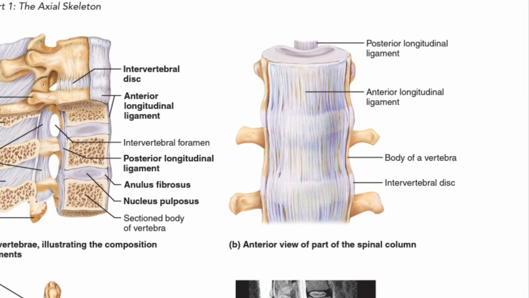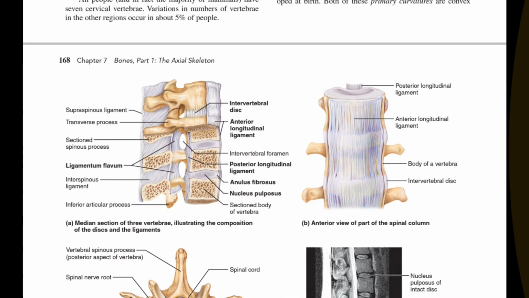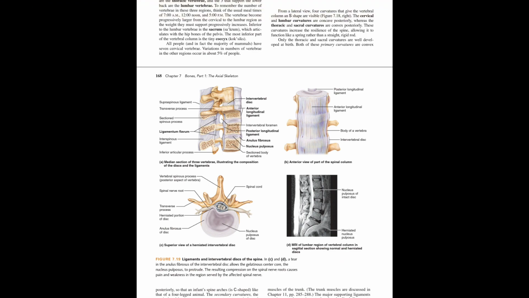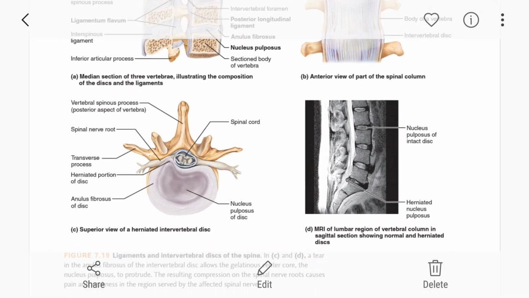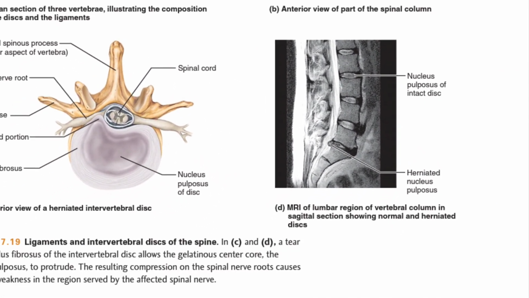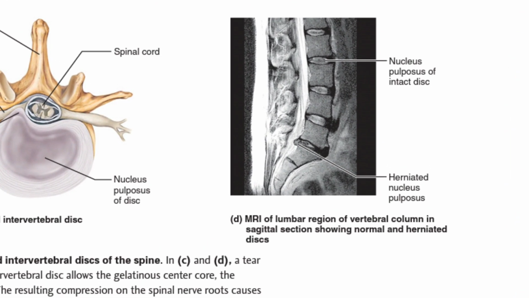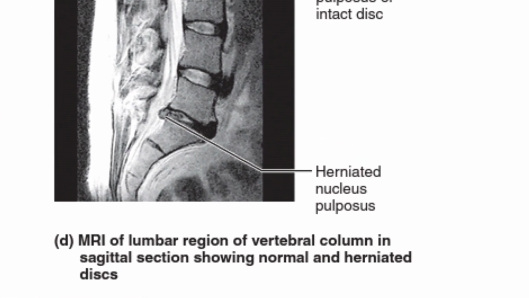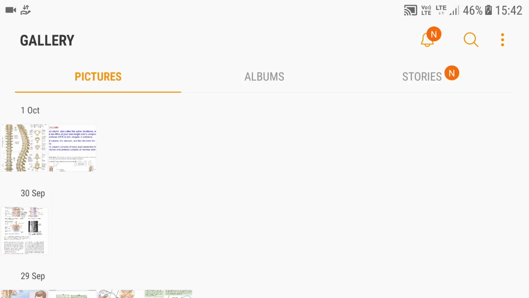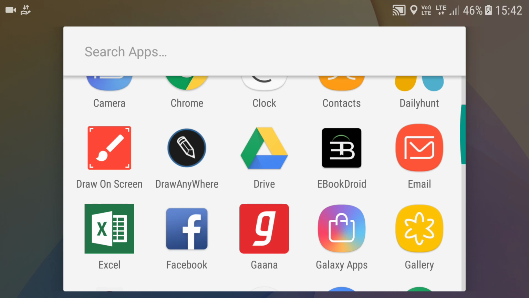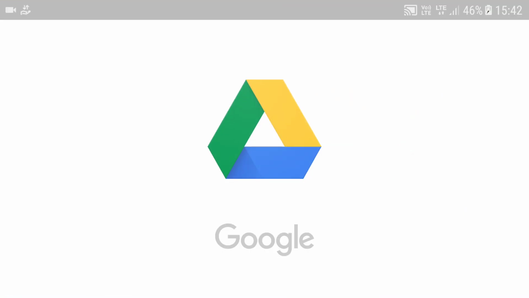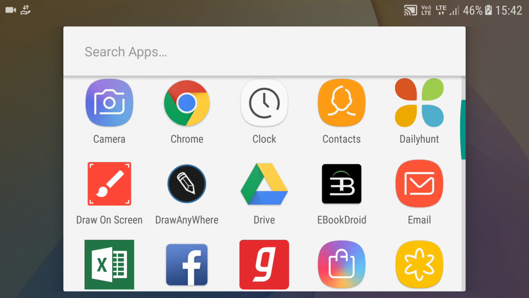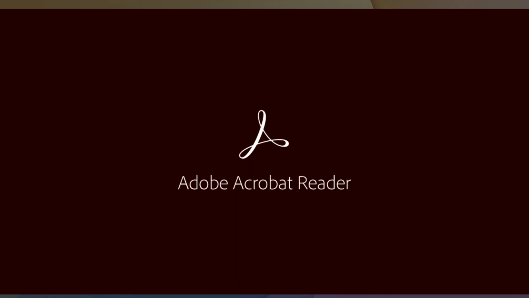Now here also the intervertebral disc is shown, and this is the MRI of the lumbar region, okay. And now I am explaining this point, herniated nucleus pulposus. Okay, now what is the meaning of this? This is the last point of our discussion, so I am explaining this point also. Let me open the file once again.